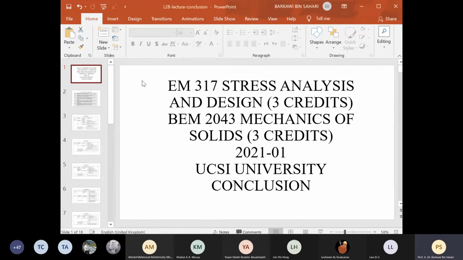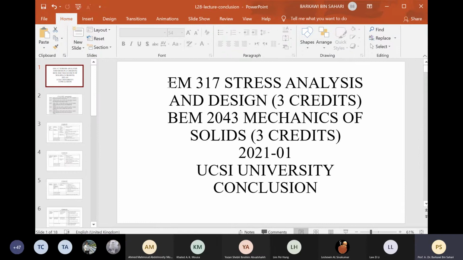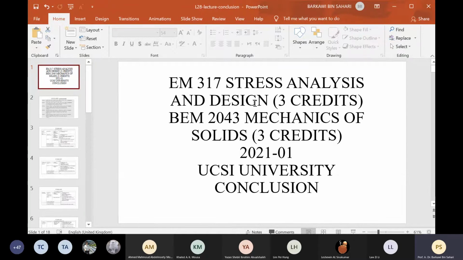Okay, so in conclusion, just to remind you, you need to check the timetable for the final exam. Look for EM317 stress analysis. You're registering for that, and I know there is a timetable slot for this in the IIS. And the other one is BEM2043 mechanics of solid, I think in the timetable. One student said that he couldn't find the timetable. I checked the timetable, it is there.